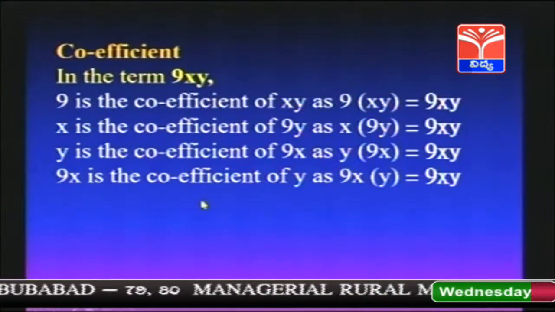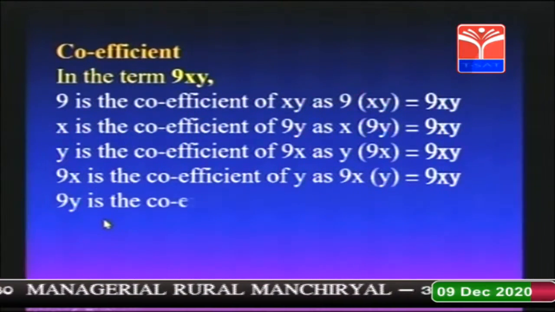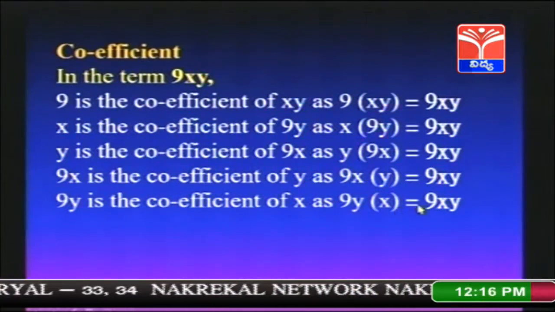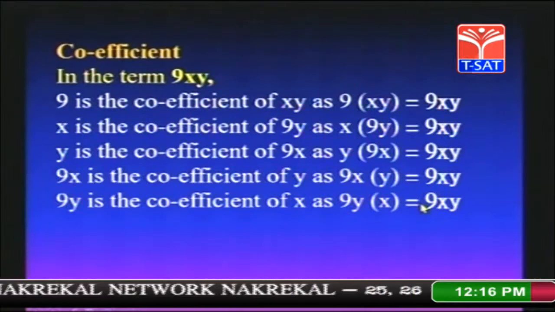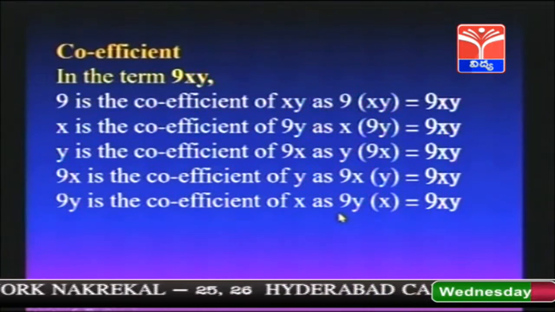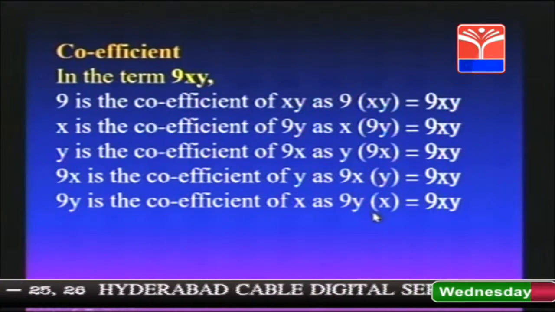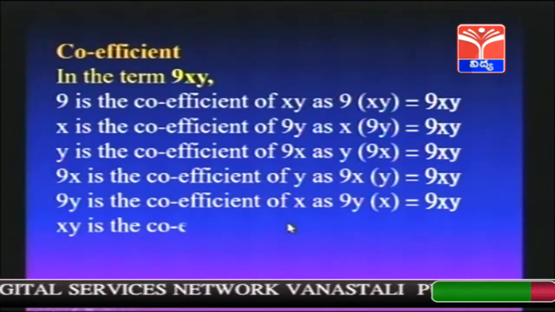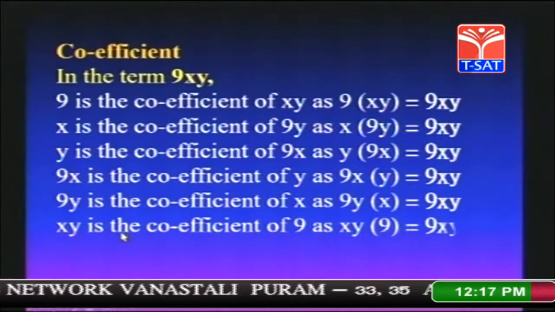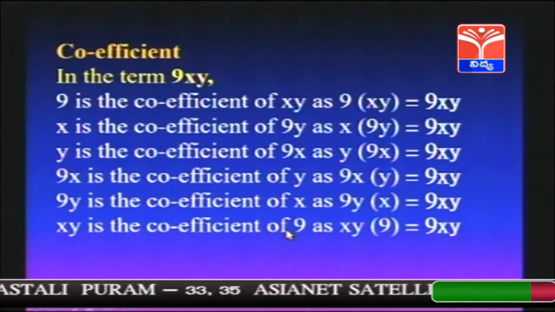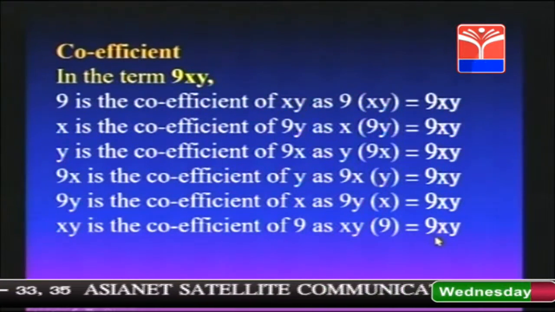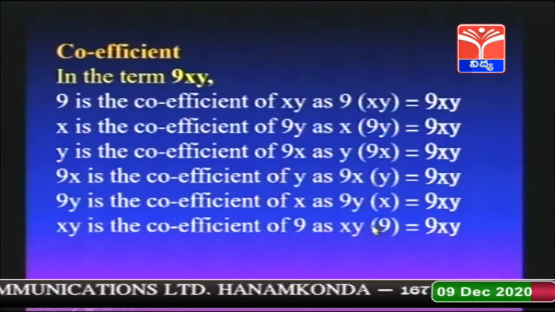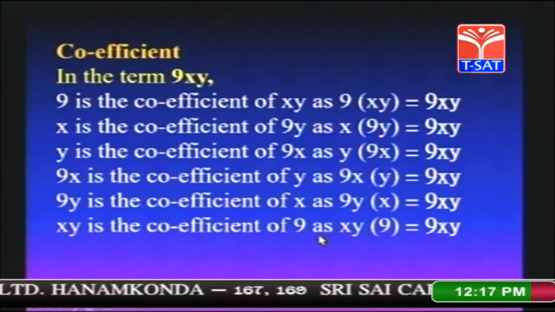Here 9x is the coefficient. Similarly, 9y is the coefficient of x, as you can see here 9xy can be written as 9y into x. So here 9y is the coefficient. Next, one more way of writing the coefficient is xy is the coefficient of 9, as 9xy can also be written as xy into 9. So here xy is the coefficient of the term.